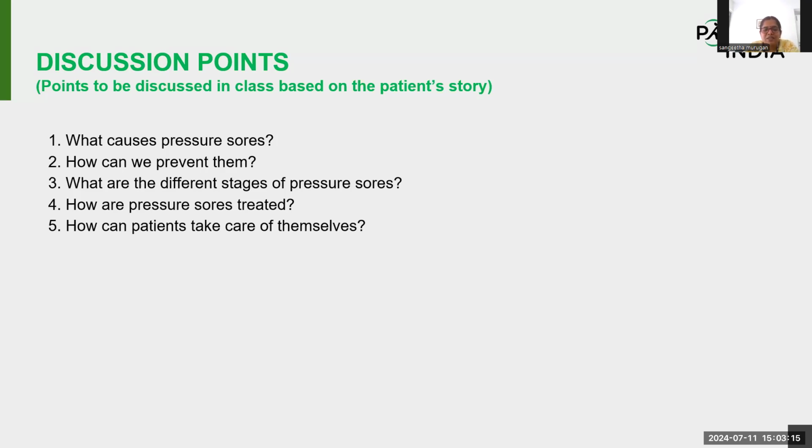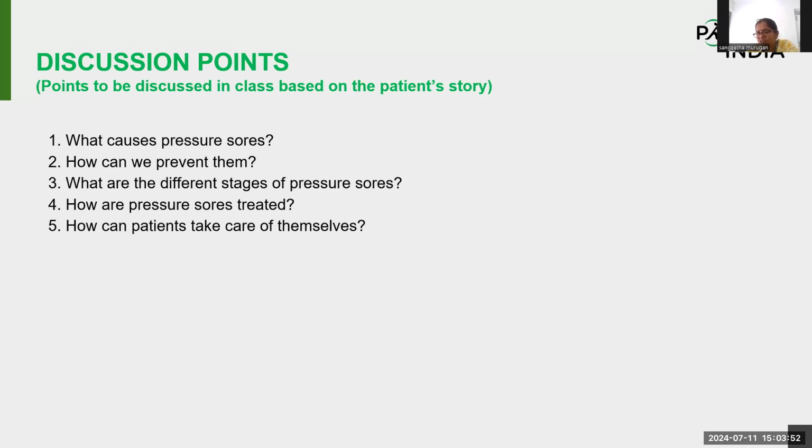So what are the different stages? Now the patient is in stage 3. What are the other stages? Stage 4. If you don't provide proper treatment, they will go to stage 4. So other stages? Can somebody explain the different stages?